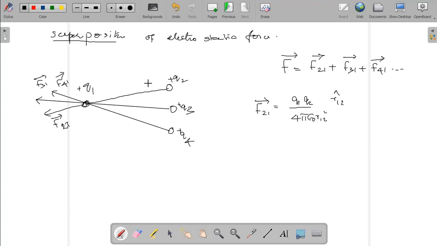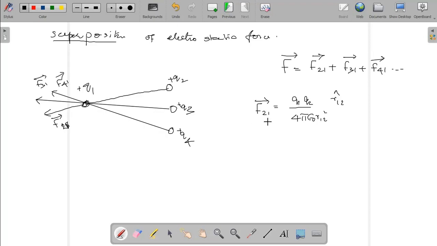What is superposition? The net force acting on the charge due to many charges. So 2 acts a force on 1, that is force offered by 2 on 1. Force offered by 3 on 1. This is force offered by 4 on 1. What is the total force acting on the charge? Net force. That is called the superposition principle of all forces.